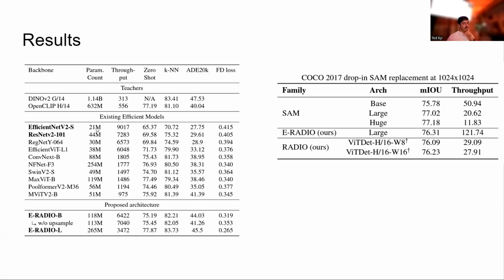Yeah. So the parameter count is the number of parameters in the model. The throughput, I believe, is frames per second, so how many images they can look at in a second. And then the zero shot is their classification on ImageNet. I'm blanking on this one. I'm not sure on that one, but this is their performance on segmentation. And then I'm not positive on that one either. I'd have to review that.